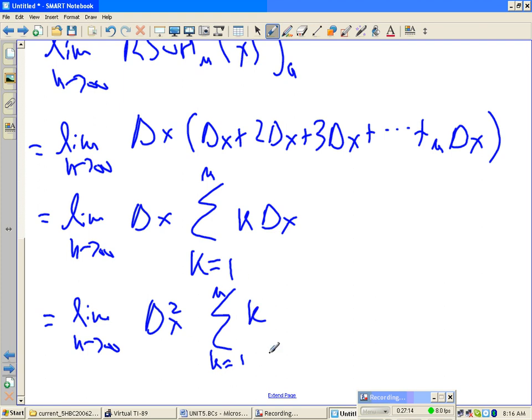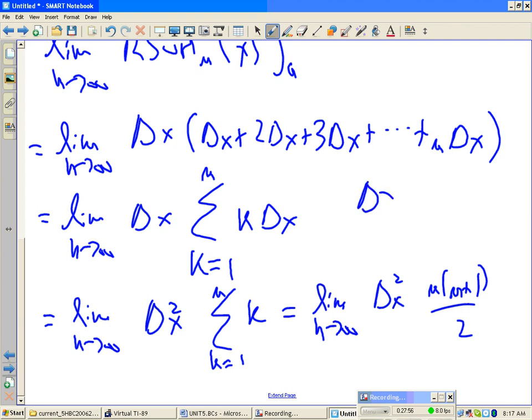But didn't we just talk about this sum? 1 plus 2 is 2 times 3 over 2. 1 plus 2 plus 3 is 3 times 4 over 2. 1 plus 2 plus 3 plus 4 is 4 times 5 over 2. If you're going up to n, it's going to be delta x squared. Wait, I didn't do the limit. The limit, as n goes to infinity, of delta x squared times this sum. But we just said that sum is n times n plus 1 over 2, didn't we?